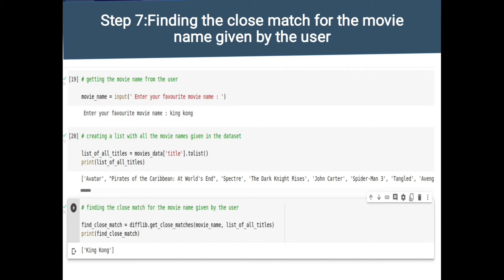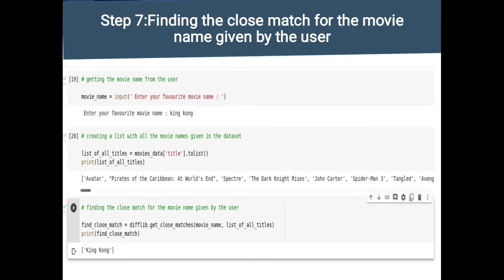Then after getting the list of movies, we find the close match for the movie name given by the user. We compare each and every movie title with the given user input. The syntax is find_close_match equals difflib.get_close_matches of movie_name, comma, list of all titles. It collects all the movies which are very similar to the user input movie. If it is similar, it is appended to the find_close_match list. For example, here the user input is King Kong. So King Kong was compared to all the titles of the list, and we got a list containing King Kong. If the user input was Spider-Man, there were similar names like Spider-Man 1, 2, 3, so we get a list containing these three movies.